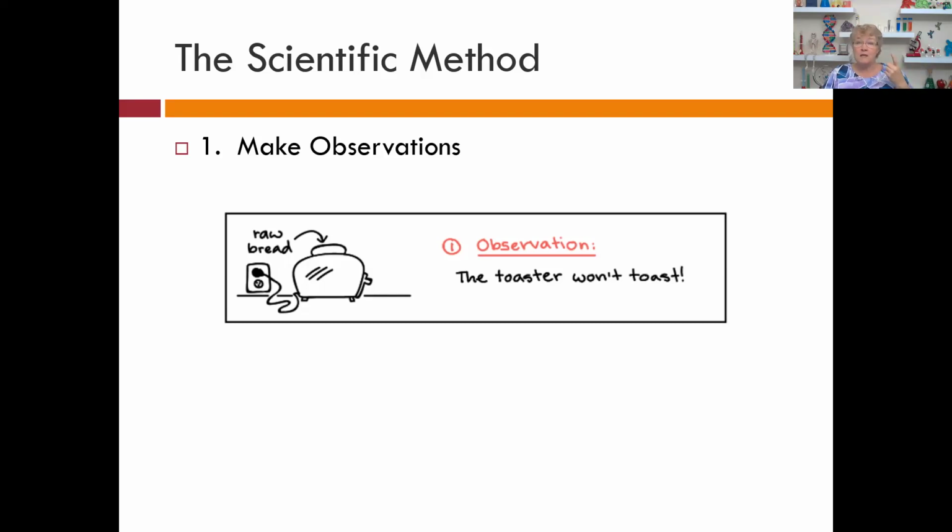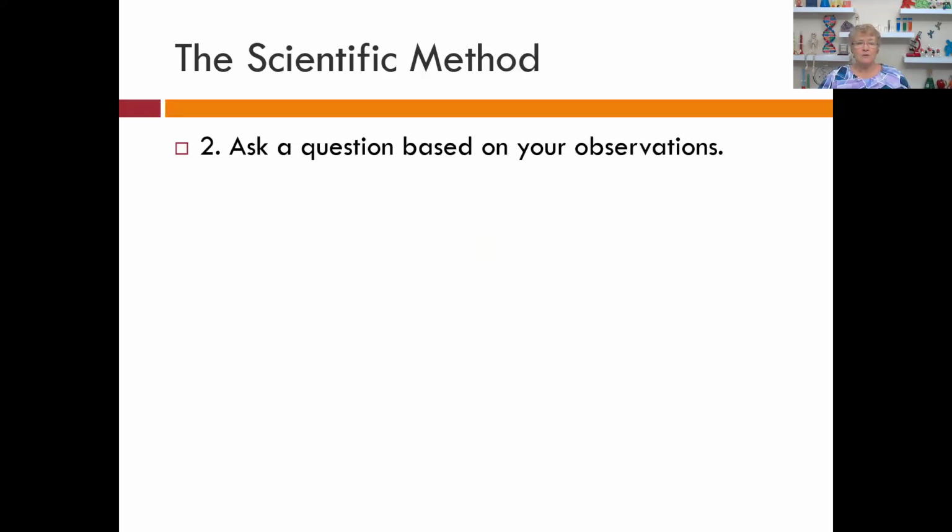Now we could be using our sense of smell. Bread smells different than toast. We could be using our sense of taste. Still tastes like bread. Our sense of touch. It doesn't feel like toast. Doesn't look like toast. Doesn't sound like the toaster is toasting the bread. We're using our observations in order to determine that I don't have any toast. So then the next thing we're going to do is ask a question that is based on our observation. So what question might we ask?